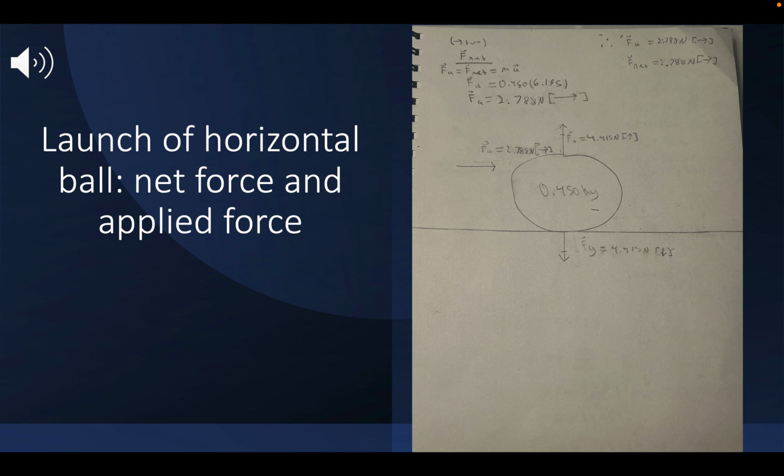Since there is no friction, we know that by solving for the net force, we can also obtain the applied force. Again, to solve the net force, we are going to multiply the object's mass by the acceleration. Therefore, after multiplying 0.450 kilograms, which is the mass of the volleyball, times 6.195, which is the acceleration of the volleyball, we arrive at 2.788 newtons to the right as our applied force. And this will also equal our net force, since we know that the normal force and force of gravity cancel out in this situation, and that there is no force of friction.